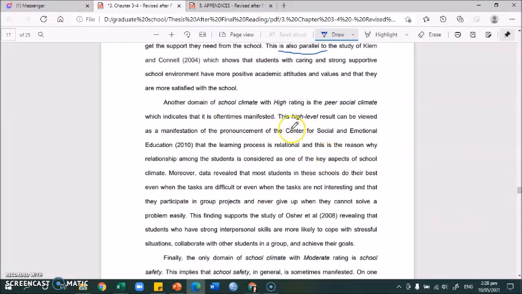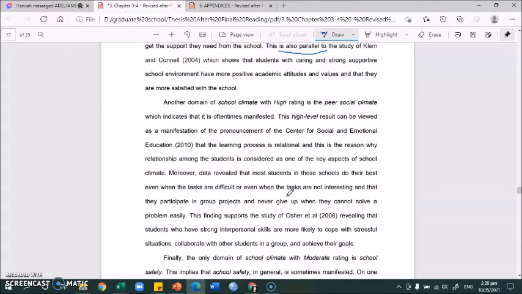Another domain of school climate with high rating is the peer social climate. Basically, pareho lang ng format ng rules in the chapter 4. So, una, result muna. Okay? The result. And then, yung discussion ng items na very high at saka high. Okay? I-connect mo yung may mga the same thoughts, the same concepts.